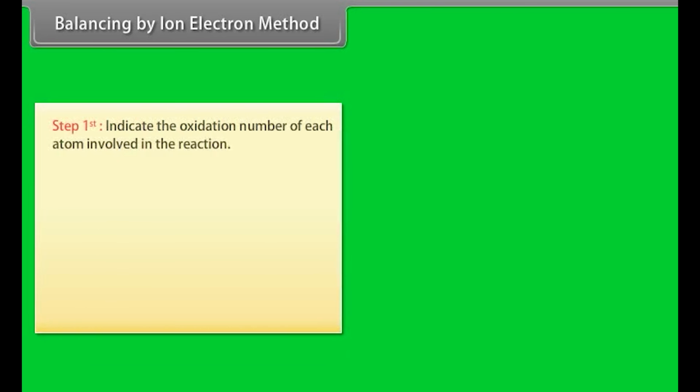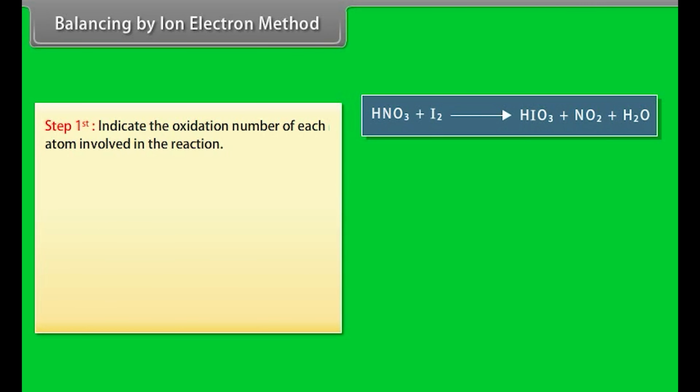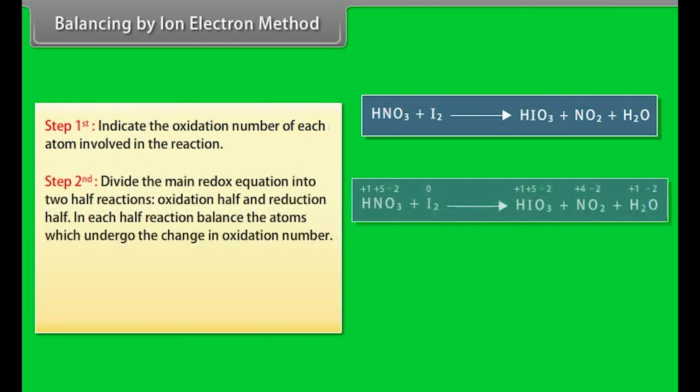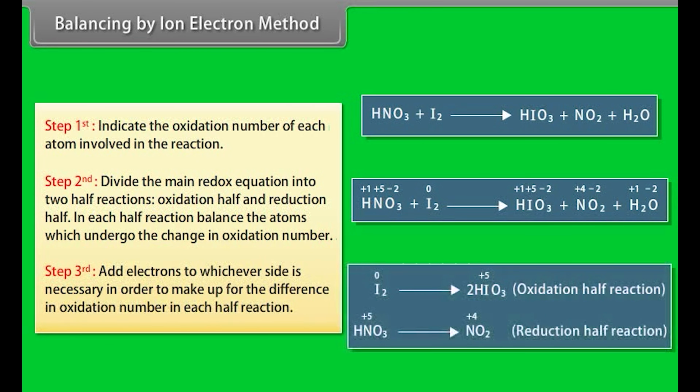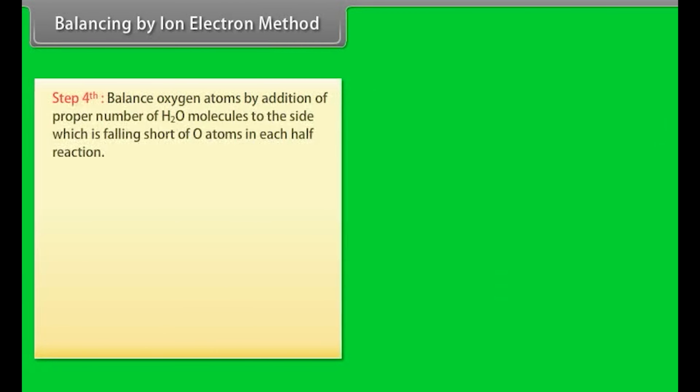Balancing by ion-electron method. Step first. Indicate the oxidation number of each atom involved in the reaction. Step second. Divide the main redox equation into two half reactions, oxidation half and reduction half. In each half reaction, balance the atoms which undergo the change in oxidation number. Step third. Add electrons to whichever side is necessary in order to make up for the difference in oxidation number in each half reaction.